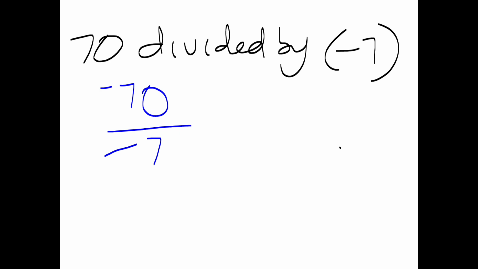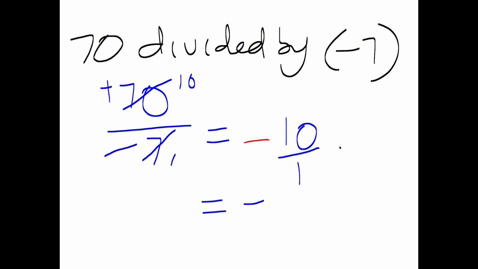So that means plus here divided by minus is what? Minus. That's very good. And I can easily divide the figures by saying 7 divided by 7 is 1. And 7 will also divide 70 how many times? 10. So I'm left with what? Minus 10/1. And that's the same thing as saying what? Minus 10. Do you understand?